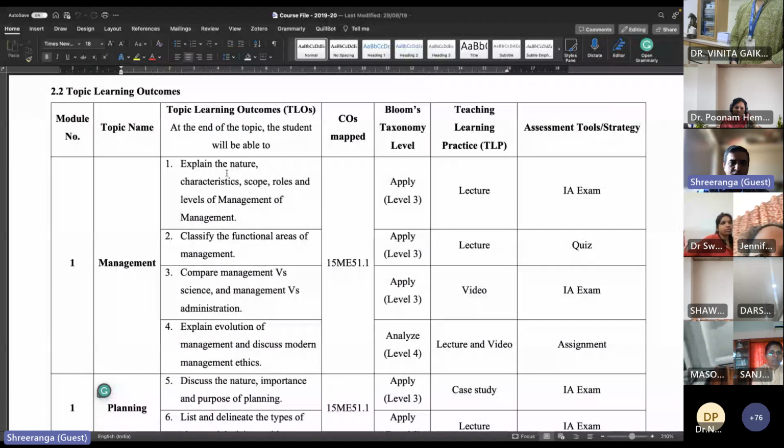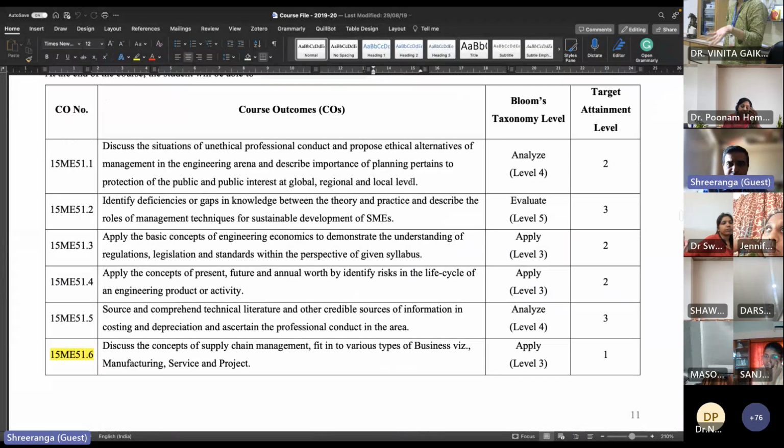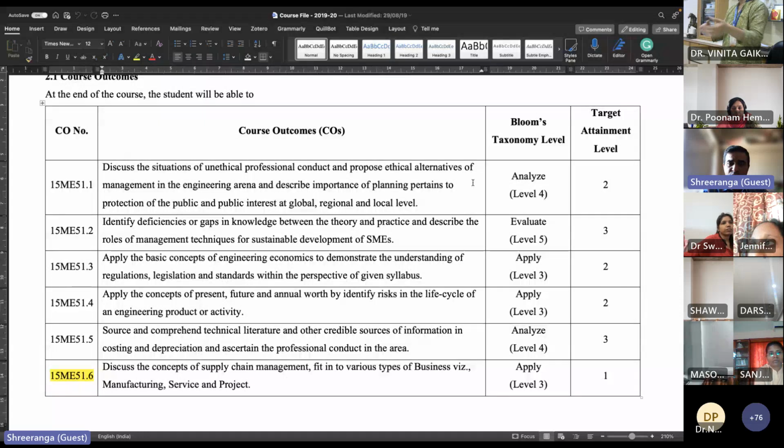You can see here the first CO is being split into TLOs. This is the CO number 1. That particular CO, first CO, has been split into 4 TLOs. And for every TLO, I'm going to write the Bloom's level. And you can see here, this is the first CO which is being split into 4 levels. This has already been written from the perspective of Bloom's level, and the target also I have fixed.